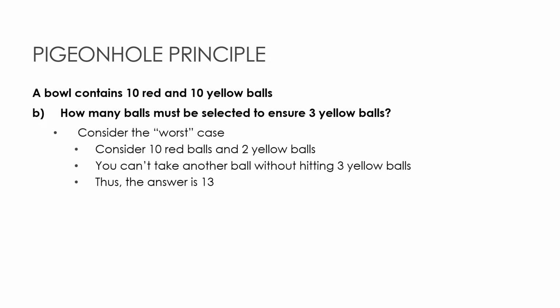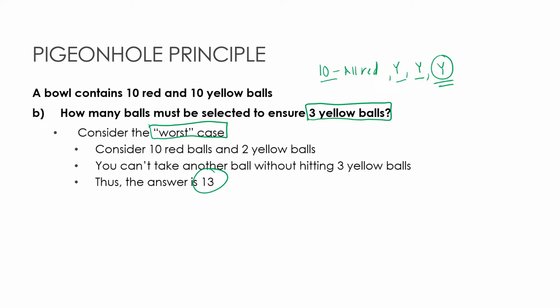Now this one, not quite as straightforward because now I can't just rely on the ceiling function. We're not just saying ensure 3 of the same color, we're specifying 3 yellow balls. So again, I'm going to look at the worst case scenario, or what's the most number. Well, it could be that my first 10 balls are all reds, and then I get a yellow, and then I get a yellow, and now I'm stuck because now there's no more reds to take out, and the only thing left is a yellow, and so it must be 10 plus 1 plus 1 plus 1, or 13 balls. So that's the worst case scenario.